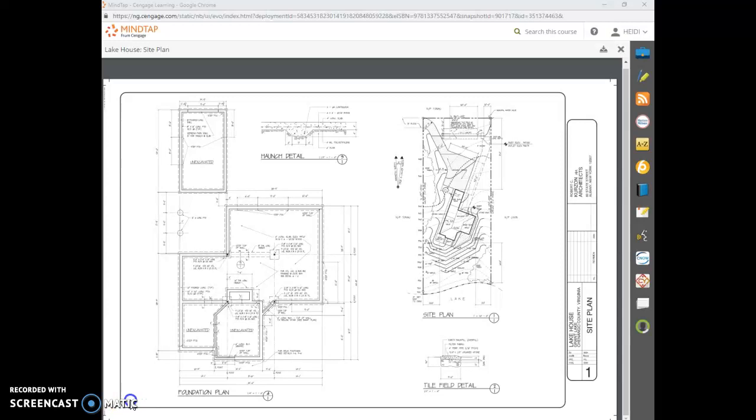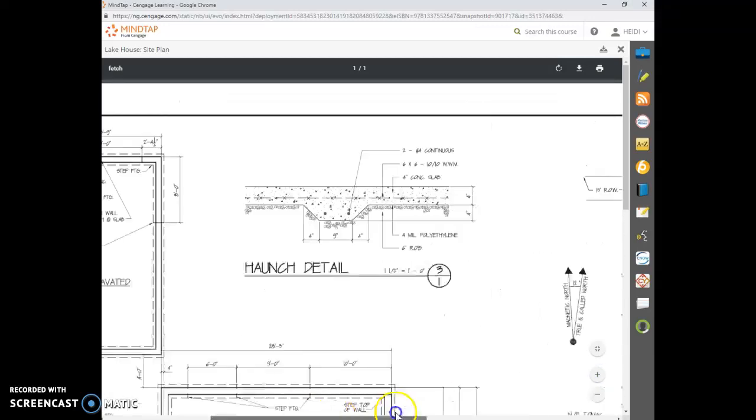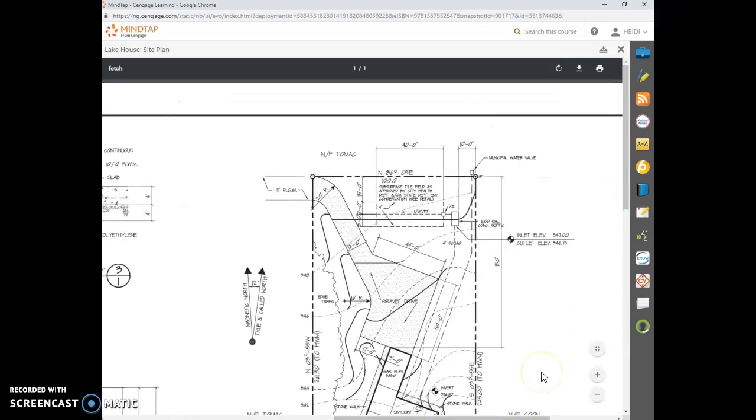This video is to review Unit 9 homework questions. So the first thing that we're going to do is start on sheet 1 of the lake house, and we're going to look at the site plan. I'm just going to zoom in a little on that. The question asks, what are the lengths of the north, east, and west boundaries of the lake house site?